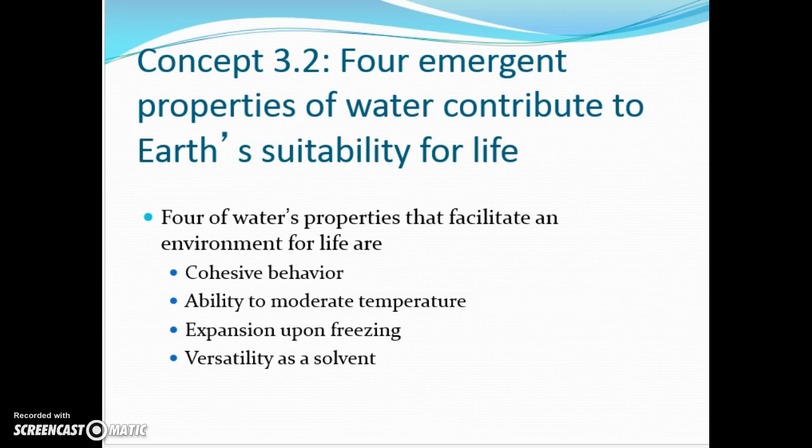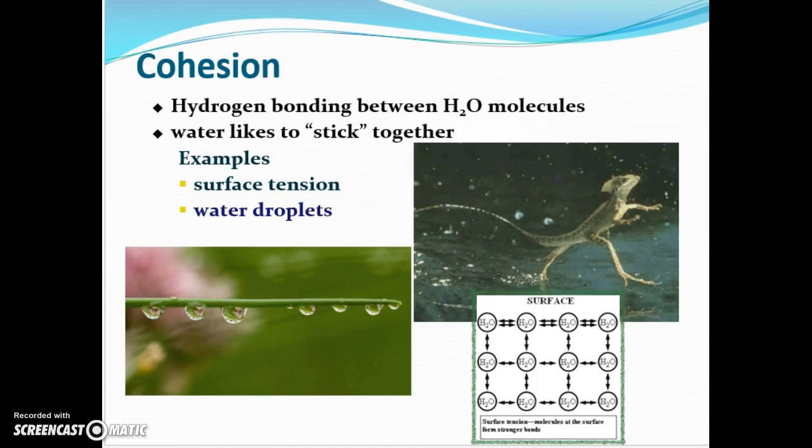So the 4 emergent properties of water contribute to how life actually can occur on Earth. And those 4 big properties are cohesion, adhesion, which is very similar, the ability to moderate temperature, the way water expands when frozen, and the ability to act as a solvent. So its versatility as a solvent. So those are considered the 4 big emergent properties of water that actually sustain life on Earth. So we'll look at each one. So the first one being cohesion.